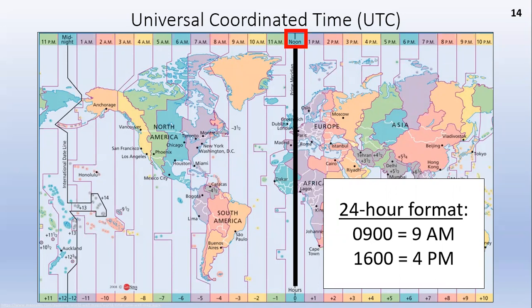For example, 0900 equals 9 a.m. and 1600 equals 4 p.m.